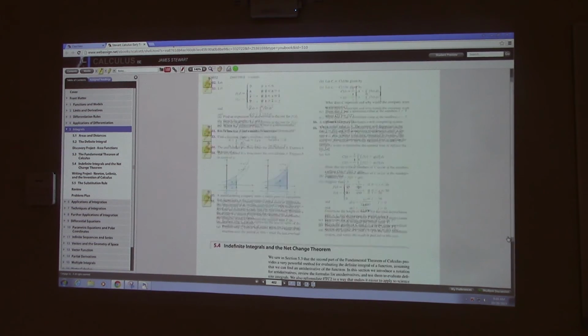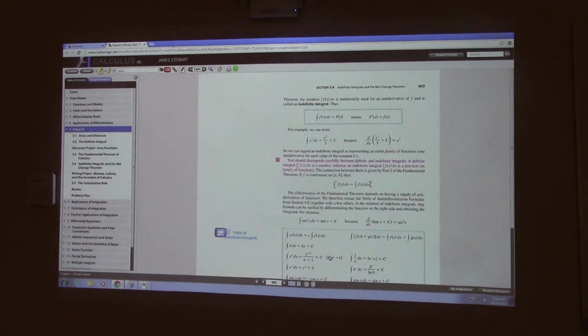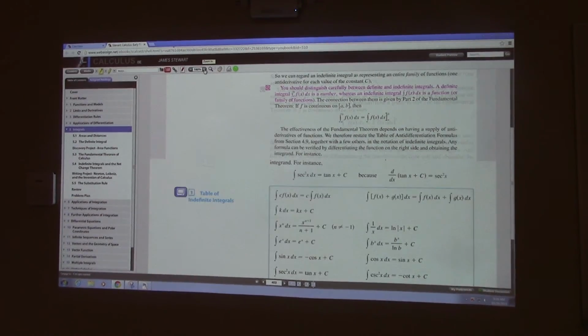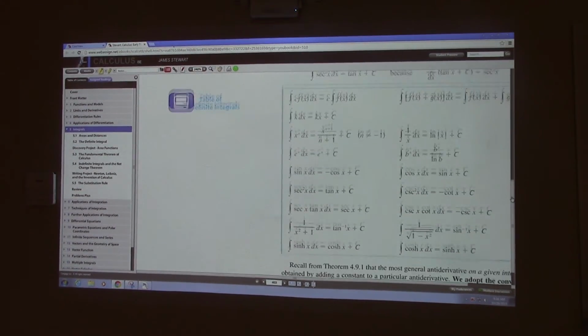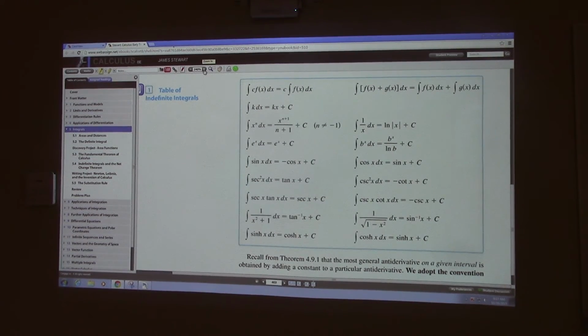Indefinite. These are the ones that I told you about, as far as the opposite of definite. These are just when you take the derivative of something, the antiderivative. There's your trigonometric functions right there. So this is page 403. So I'll blow that up. Well, I'll just do it on here. And you might want to write some of those down.